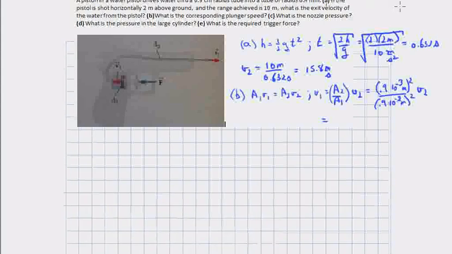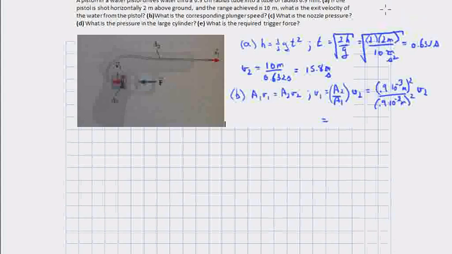A piston in a water pistol drives water through a 0.9 centimeter radius tube into a tube of radius 0.9 millimeters. If the pistol is shot horizontally 2 meters above the ground and the range achieved is 10 meters, what is the exit velocity of the water from the pistol? B. What is the corresponding plunger speed? C. What is the nozzle pressure? D. What is the pressure in the large cylinder? E. What is the required trigger force?